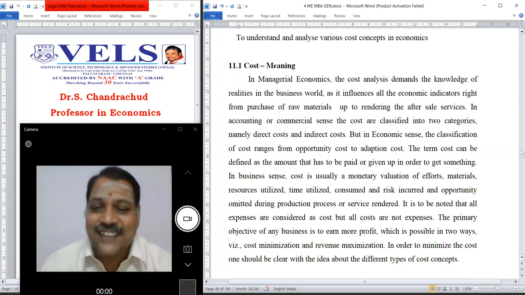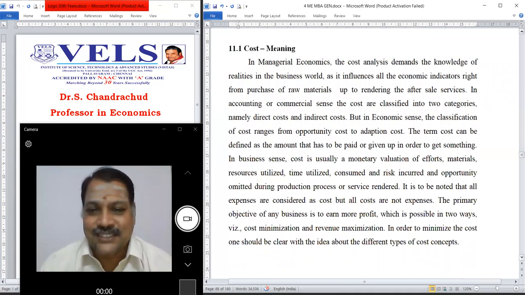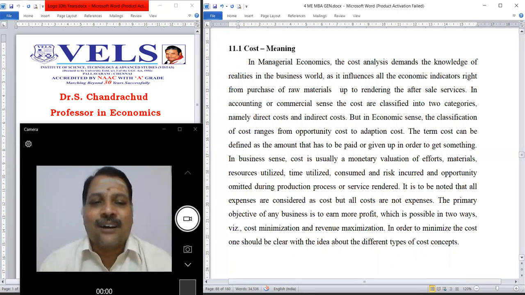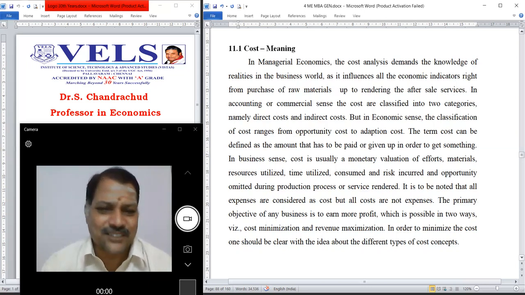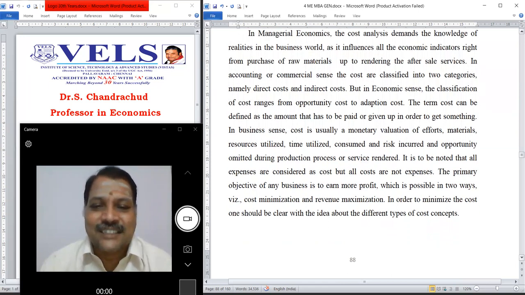The term cost can be defined as the amount that has to be paid or given up in order to get something. In business sense, cost is usually a monetary valuation of effort, materials, resources utilized, time consumed, or the risk incurred and opportunity omitted during the production process or service rendered. So it is of different context. It is to be noted that all expenses are considered as cost, but all costs are not expenses.